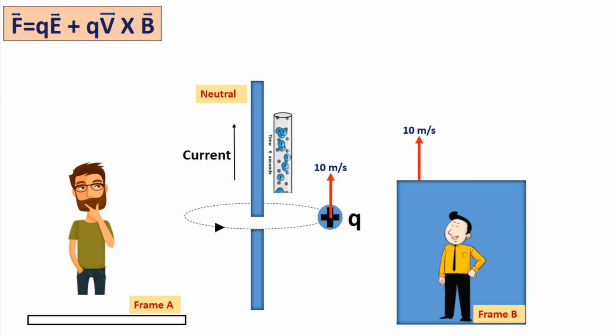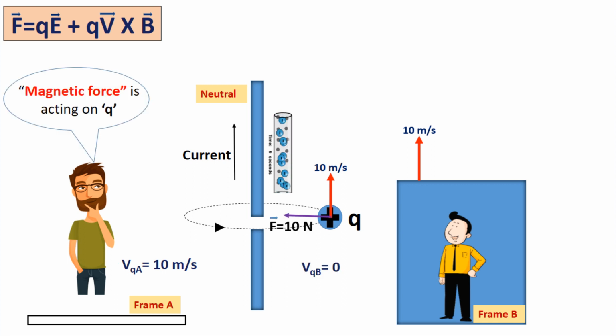Now let us suppose that frame B starts moving at the velocity of 10 meters per second in the same direction as Q. So now Q is moving at the velocity of 10 meters per second with respect to frame A, but it is at rest with respect to frame B. But with respect to frame B, no force is acting on the charge Q, because a neutral conductor cannot apply any electrical force, and since Q is at rest in the magnetic field with respect to frame B, no magnetic force is acting on it. So the net force acting on Q with respect to frame B is 0.